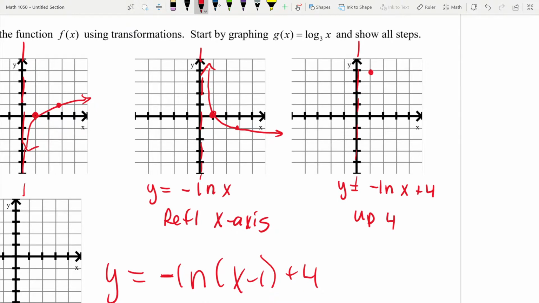Now this gets a little funny. You just have to be careful. Go right 2.7 down 1, then go up 4, 1, 2, 3, 4. It's just kind of awkward because you're not perfectly, you know, on a perfect point.